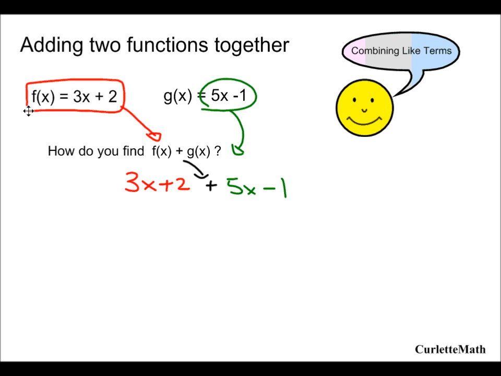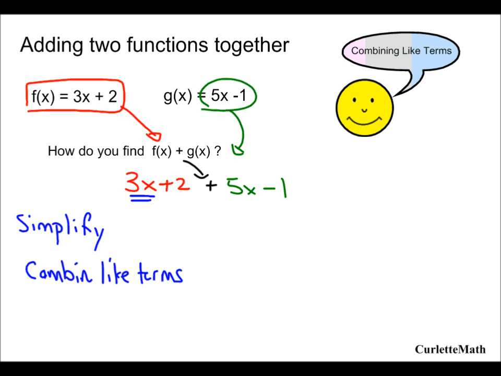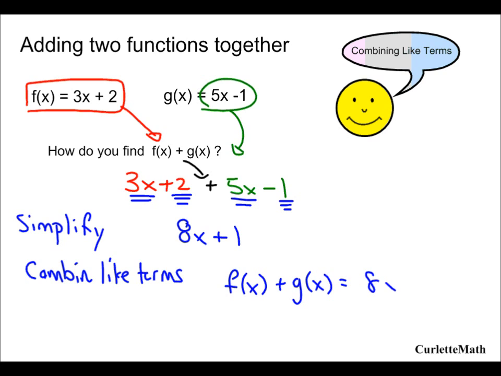All we need to do now is simplify. Now to simplify this, we combine like terms. So we're going to take our x's and we're going to get 8x. We're going to take our constants and we're going to get plus 1. So f of x plus g of x is going to equal 8x plus 1.